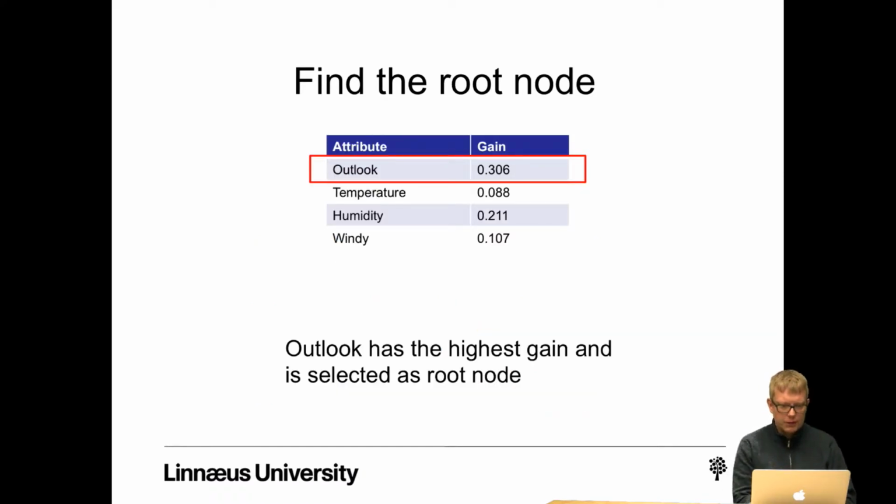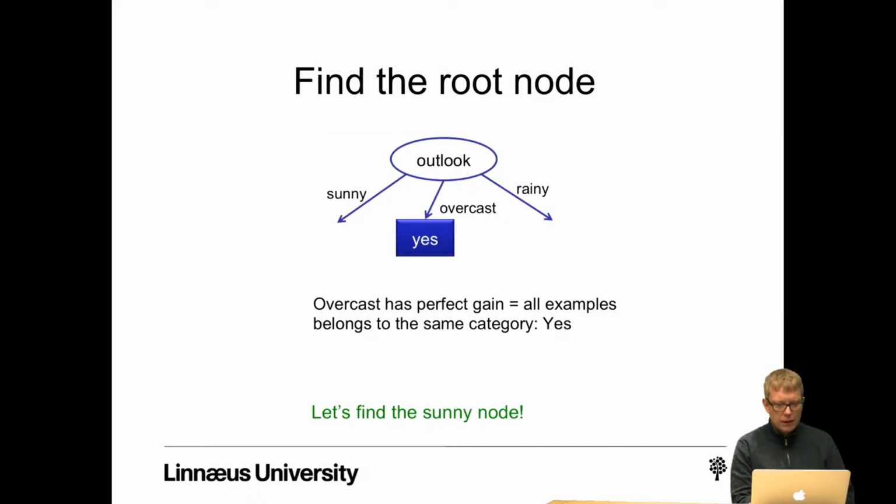The highest information gain is Outlook, 0.306. And since Outlook has the highest information gain, it is selected as the root node of our tree. So we start building the tree with Outlook. Outlook can be sunny, overcast and rainy, and we can see that Outlook overcast has a perfect gain, meaning that all examples belong to the same category, yes. So in this case we can just say that the result if Outlook is overcast is yes. We classify all these examples as yes.